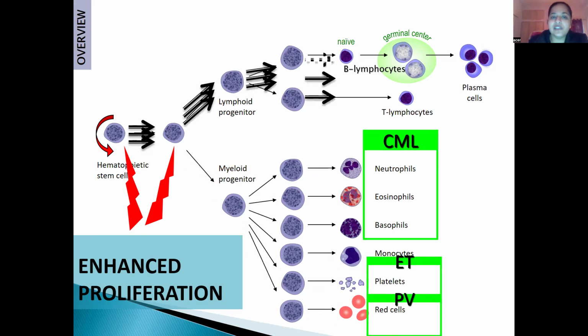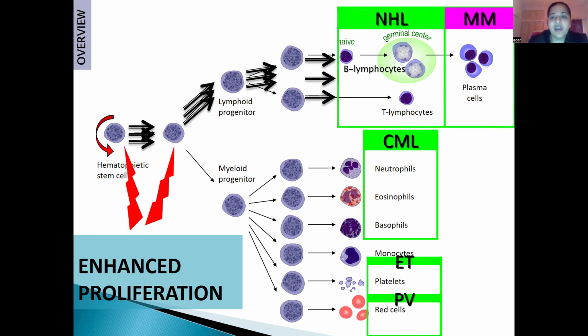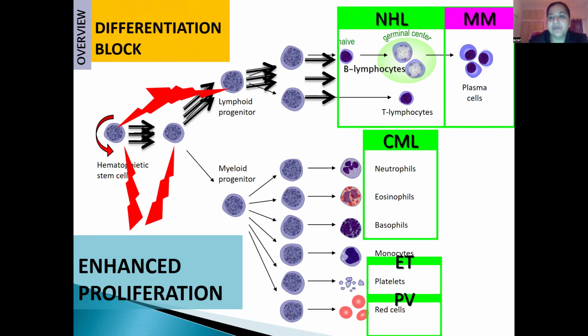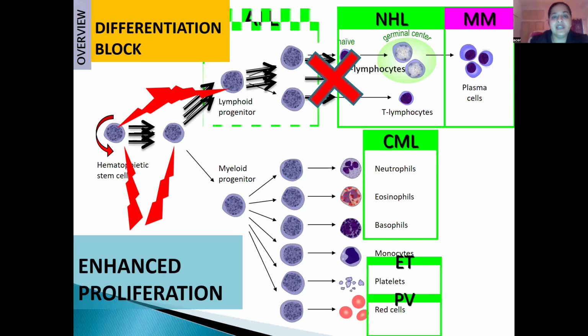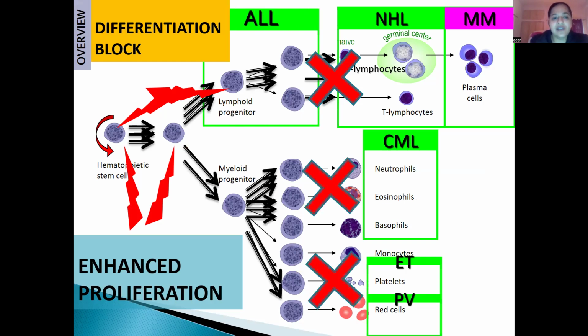In the lymphoid progenitor, if there is enhanced proliferation of the B lymphocytes, it leads to your lymphomas. Now, there is one more thing, the differentiation block. When there is enhanced proliferation of these lymphoid progenitors but further differentiation to lymphocytes and plasma cells is blocked, it leads to what we call acute lymphoid leukemias. Again, whenever there is enhanced proliferation of the myeloid progenitor, but the differentiation block is at the level of the precursors like the myeloblasts, promyelocytes, and metamyelocytes, it leads to the formation of acute myeloid leukemias.